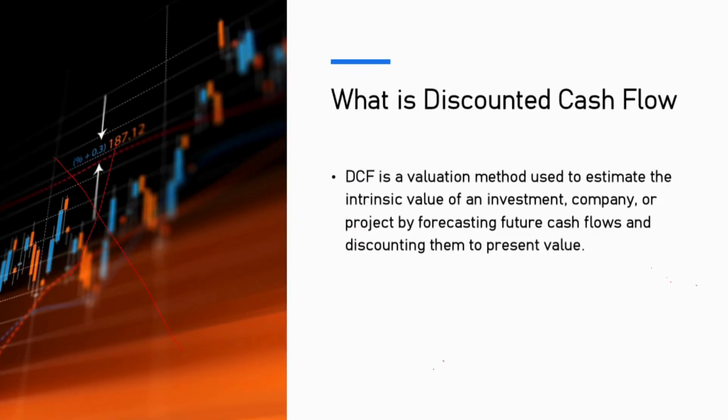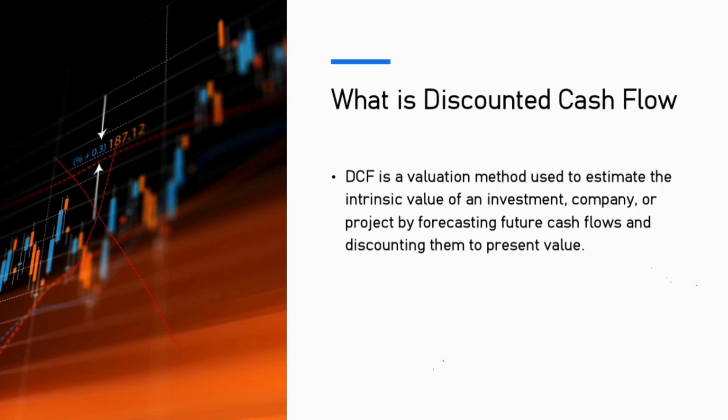So first of all we need to know what the discounted cash flow method is. The discounted cash flow method, DCF, is a valuation method which is used to estimate the intrinsic value of an investment, company or project by forecasting future cash flow and discounting them to the present value. What does it mean? It means that DCF is an intrinsic valuation method of an investment or a company. By this method we take out the valuation of a company based on its forecast of the future cash flow.